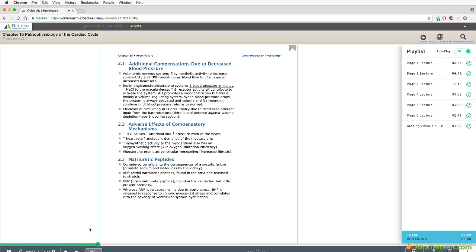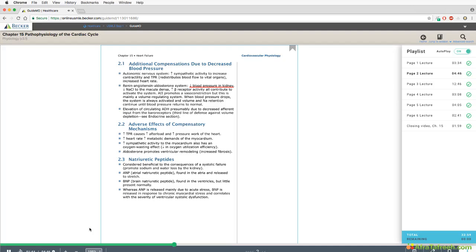Now, angiotensin II will promote a vasoconstriction, but we'll mention later that the renin-angiotensin-aldosterone system is mainly a volume regulating system. When blood pressure drops, this system is always activated, and you keep retaining sodium and water until blood pressure returns to normal. Now, ADH is also elevated in systolic failure, and ADH is trying to compensate by retaining fluid. Now, we'll talk more about this when we get to the endocrinology section.